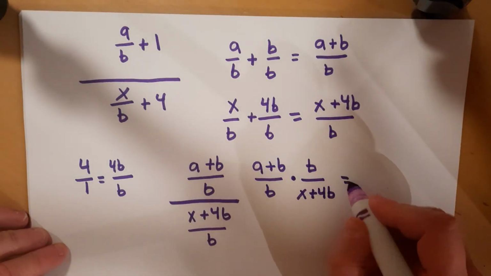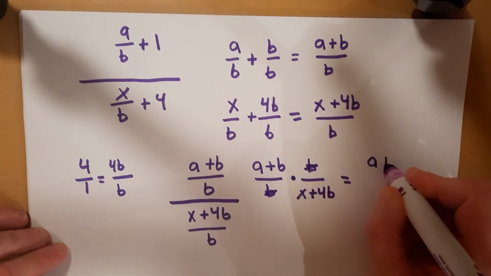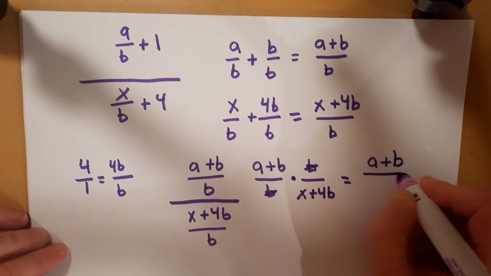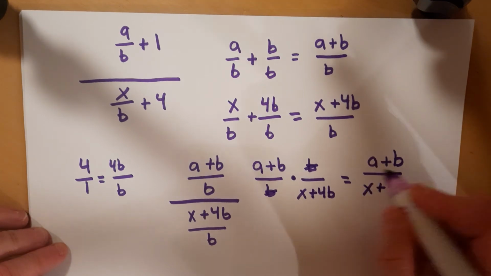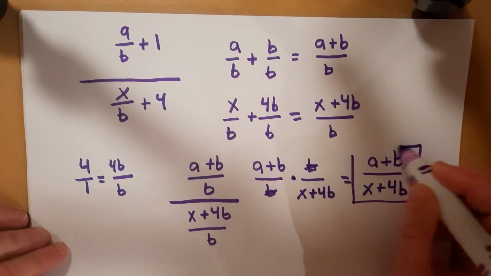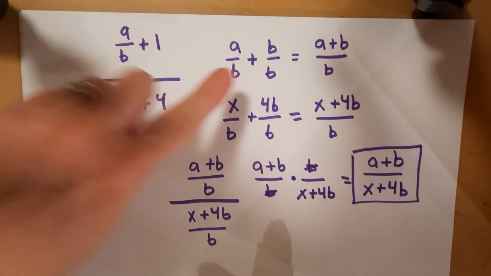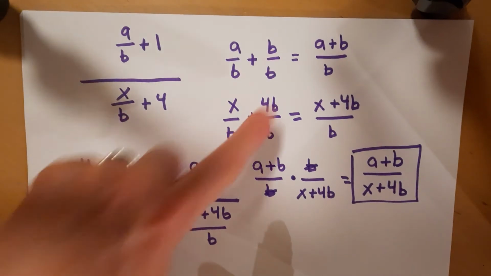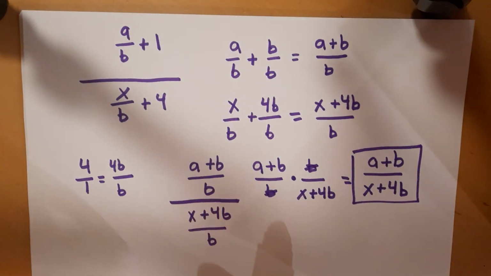Now when we multiply, we can cross off the b's, which simply leaves us a plus b over x plus 4b. And that's the answer. That's how you simplify complex fractions. First, you turn the numerator and the denominator into one simple fraction, and then do the division.